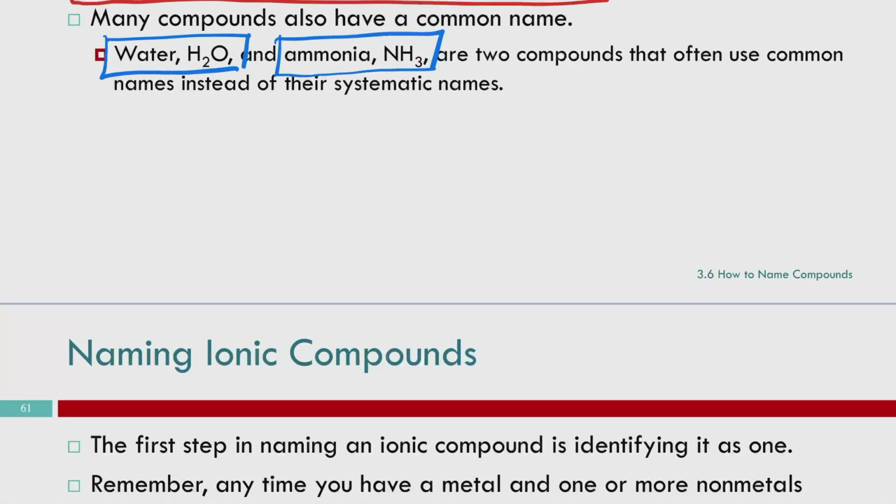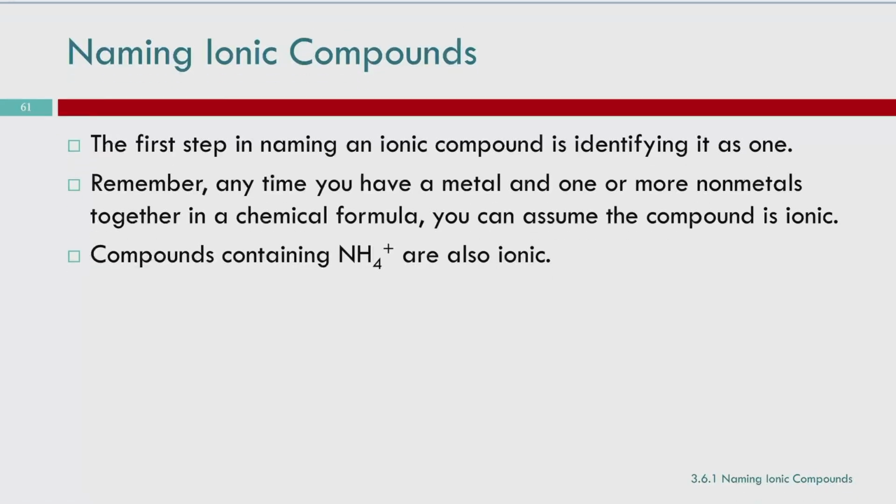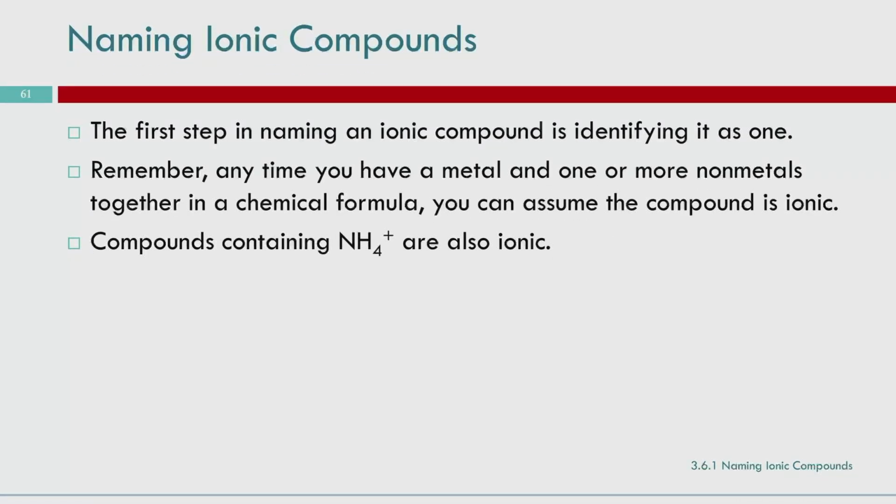Okay, so getting into our naming list, the first set of things we're going to talk about are ionic compounds. Ionic compounds is, I think, our biggest group. We're also going to learn some extra information as we're learning how to identify and name ionic compounds. So the first step in naming a thing is identifying it. So identifying an ionic compound as an ionic compound.